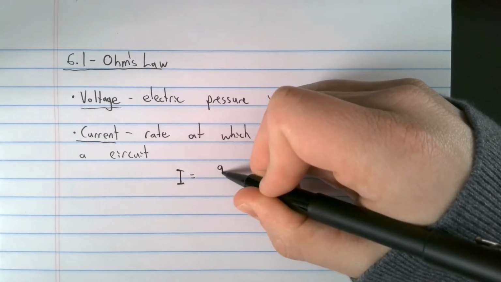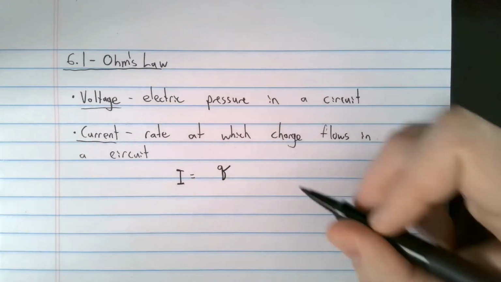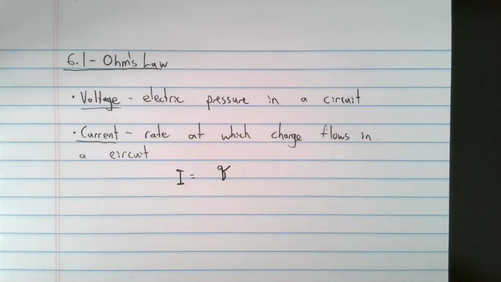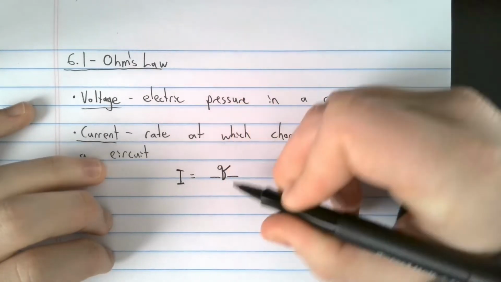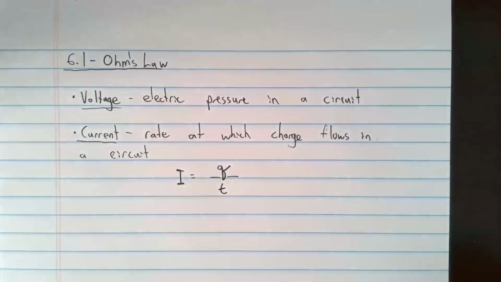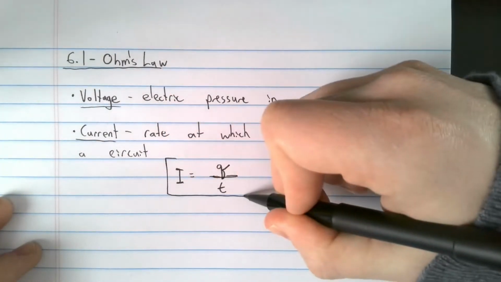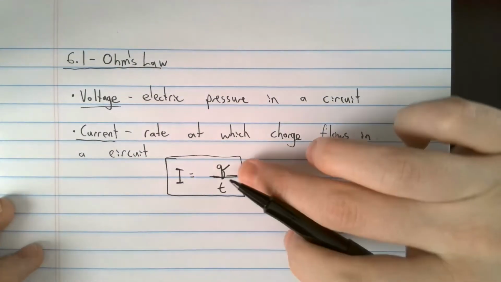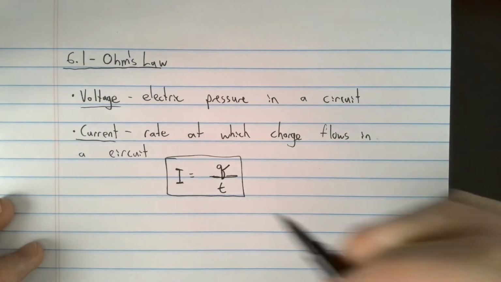I'm going to draw my Q. This looks like a 9, so I always go back like that. You can draw your Q however you want. You could do a capital Q, even though technically that is another concept called heat transfer. But we're not going to learn about that, at least in the near future, so you can leave it as capital Q if you prefer. So here's the equation for current. I equals Q over T. Current is the amount of charge passing a certain point in a given amount of time.